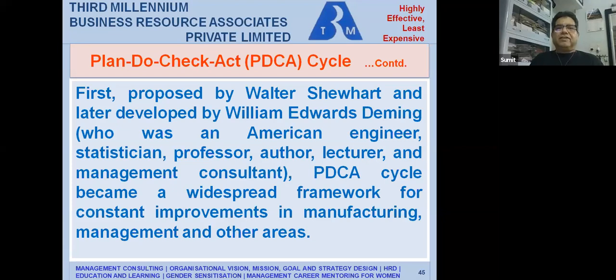So William Edwards Deming is his full name. Some people call him William Deming. Some people call him W. Edwards Deming. Some people call him William E. Deming. So that is the same person, William Edwards Deming. As you can see, he wore many hats. The last part is important. PDCA cycle became a widespread framework for constant improvements in manufacturing, management, and other areas. That is the key.